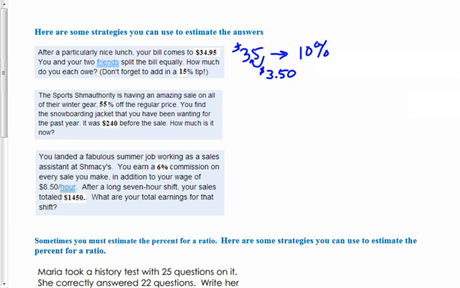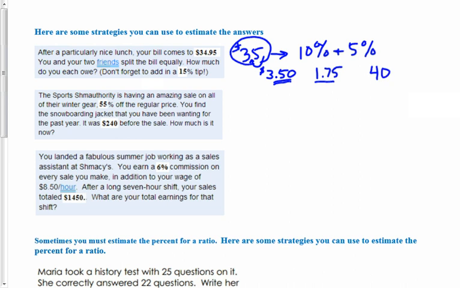Now, that's only 10%, and we need 15%, so we're going to add another 5% on that. Well, 5% is just half of 10%, so if we just take half of 3.50, which is $1.75, that should do it. Now, since we're just rounding here, we can think of these two added together as about $5 or $6. So if we add that onto our $35 bill, then we get about $40.